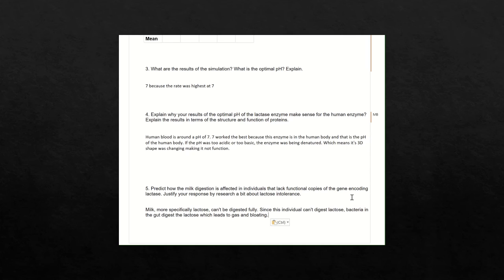So that's really what we were looking for. Hopefully from this lab, you were able to see that with different changes in heat and different changes in pH, the protein begins to denature and to not function.